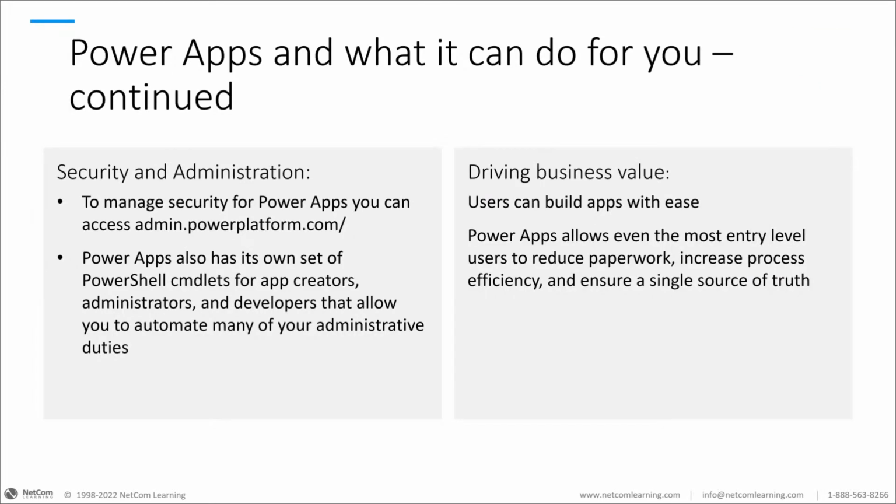So a couple of other things that are important, and one's kind of near and dear to my heart is security. I do a lot of security stuff. So you need to manage security through a tool called admin.powerplatform.com. And so the Center of Excellence starter kit that Microsoft has is a way for you to set up different components or tools to help you get started with developing a strategy for Power Platform, specifically security.